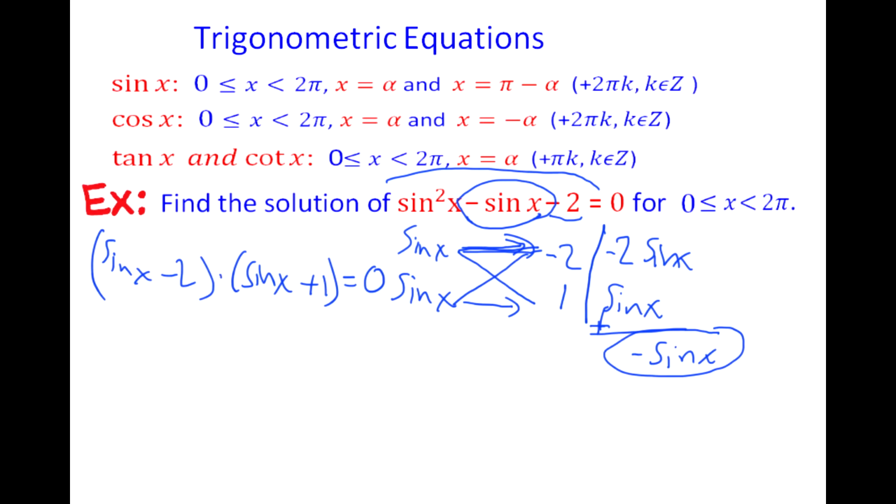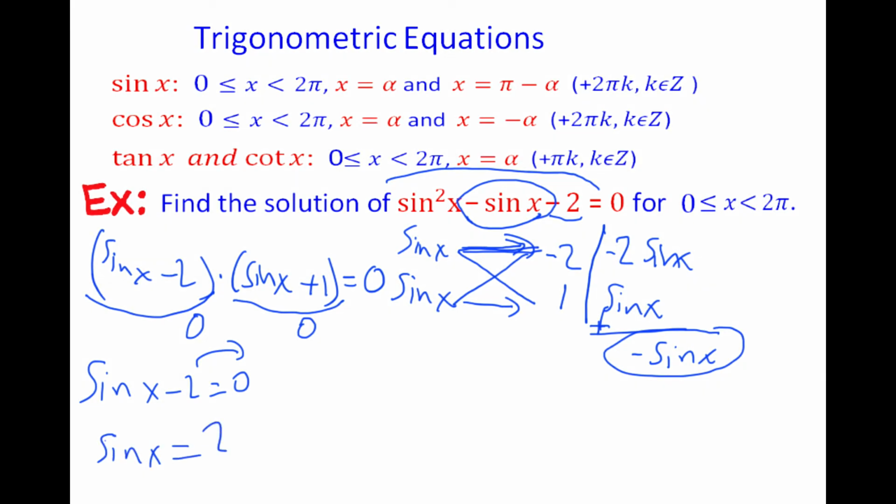And again, I'm going to do the same thing here. We are multiplying two terms. Either the first term is 0 or the second term is going to be 0, because 0 times something is going to be 0, which is going to give me the solution of this equation. So if I say sine x minus 2 is 0 and send this negative 2 to the right side to make it positive, we're going to have sine x is 2.